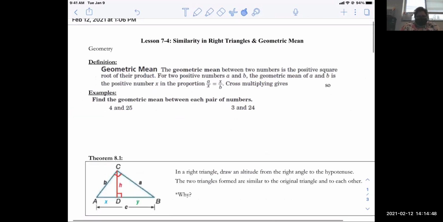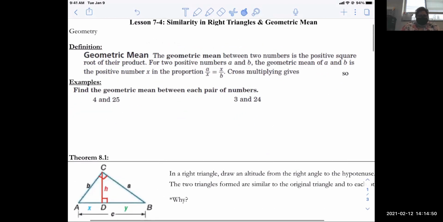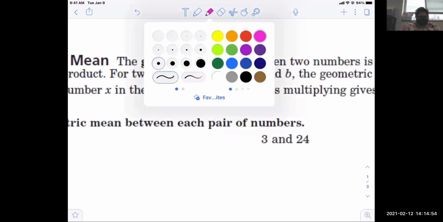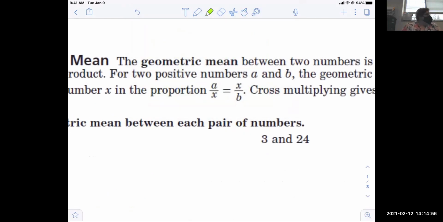Something that's related to that diagram is something called the geometric mean. So you know what the arithmetic mean is. The arithmetic mean is where you add two numbers and divide by 2. We're doing what's called the geometric mean.